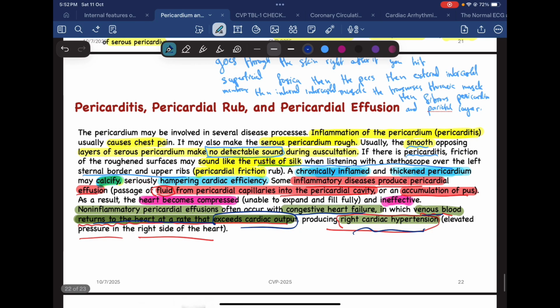You might want to check out the pericardial friction rub. It's basically no sound. That's all you need to know, because with chest pain there's just no sound. You don't need to know more than that. When you listen with the stethoscope, it sounds like a rustle of silk. The doctor did not really talk that much about pericardial rub, but let's just talk about it for the sake of what if it was mentioned. The thickened pericardium is chronically inflamed and may calcify, hampering cardiac effect, and it's gonna give off that sound. And that's it for the pericardium.